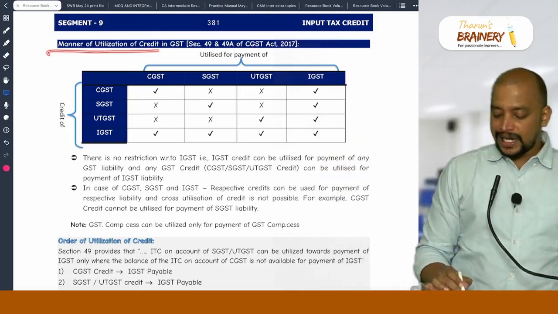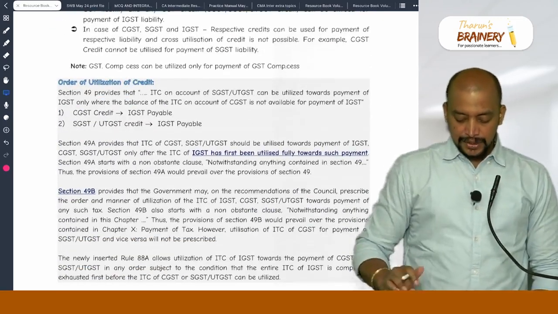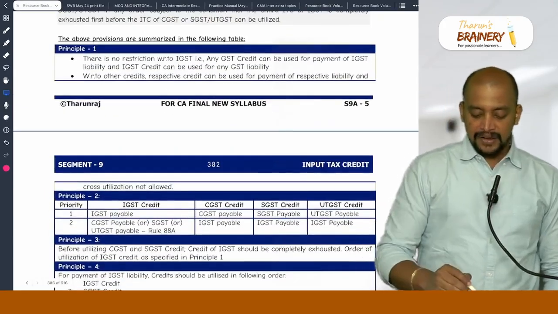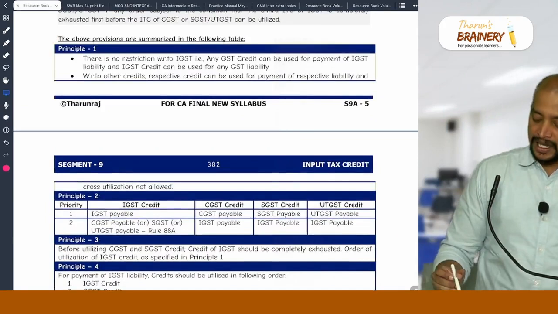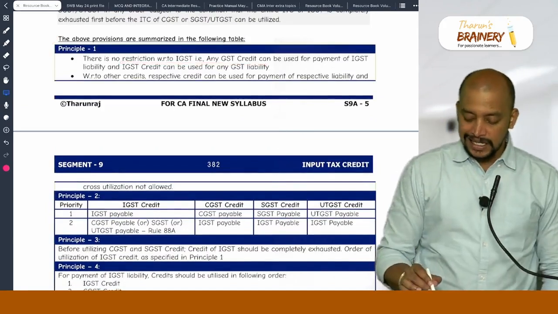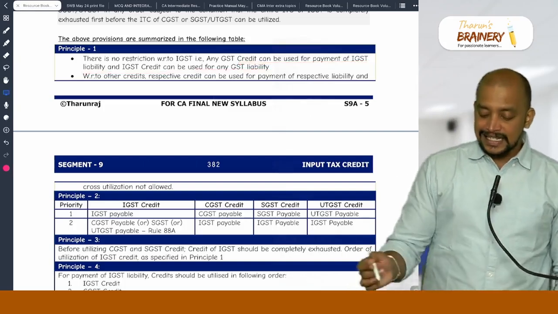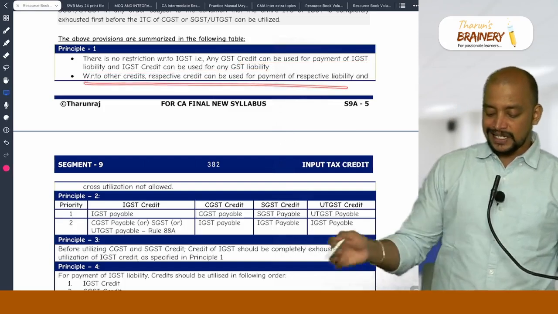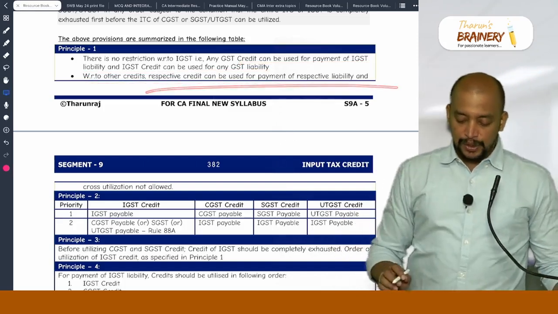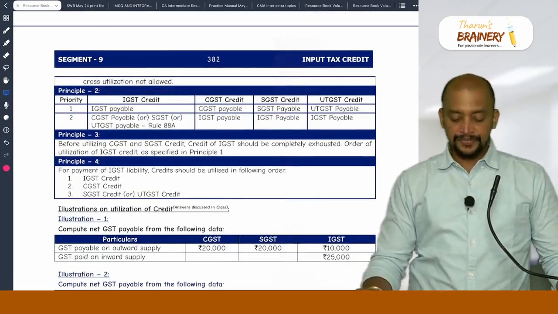So, manner of utilization of credit, section 49 and 49A. This is the BARAC portion related to that. Below that I have given the principle. What is the first principle? There is no restriction with respect to IGST. Any IGST credit can be utilized for payment of IGST liability, and IGST credit can be utilized for payment of any GST liability. And with respect to other credits, respective credit can be utilized for payment of respective liability, and cross utilization is not allowed.